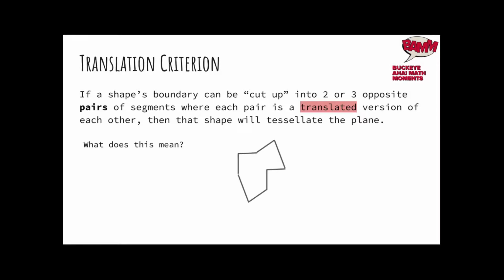In this shape here, let's call the upper right segment A. Now notice, if we take A and slide it over to the opposite side of the figure, this other side, little a, is just a translated version of big A. We can also notice that if we call this side big B, we could slide it down to the opposite side of the figure, to this side little b, and it would also be a translated version of that side.